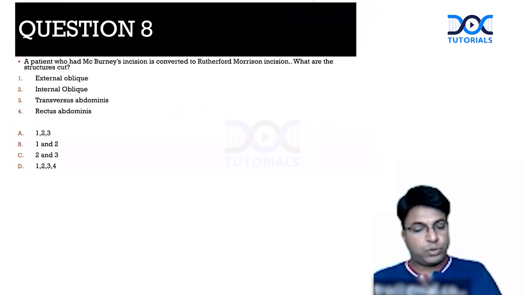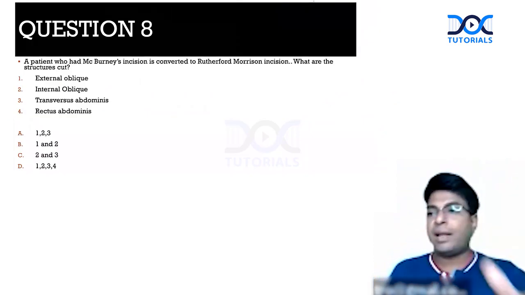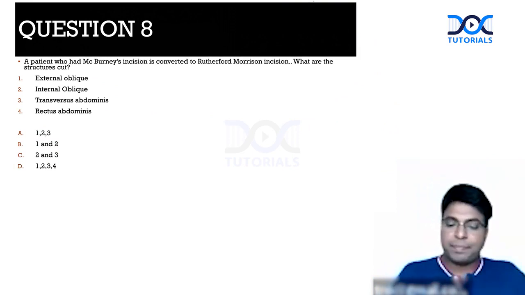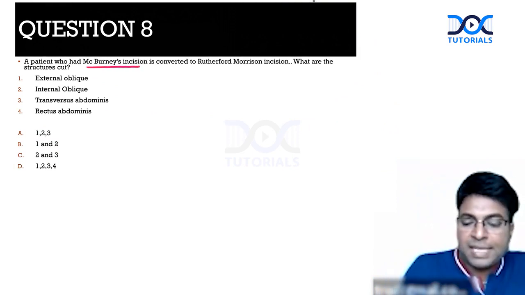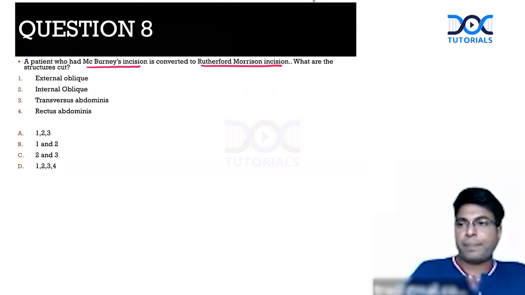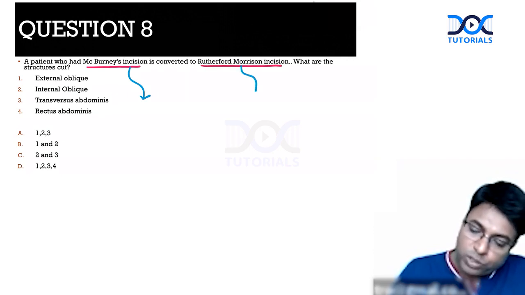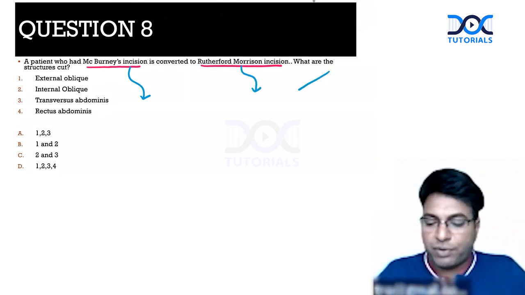Okay. So again, I'm telling you another question from appendix. A direct line from Bailey and Love, but again a controversial point here. A patient who had McBurney's incision is converted to Rutherford-Morrison incision. Interesting point you should know. First of all, you should know what is McBurney, what is Rutherford-Morrison before going to the further discussions.